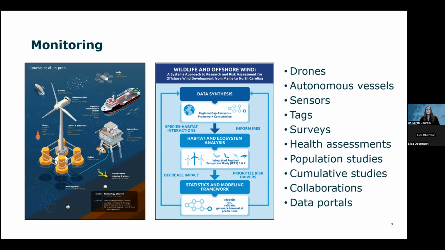So what we've done here is set up a lot of collaborations. There are a lot of organizations that are working on this. The example here, the Wildlife and Offshore Wind project, I believe is led by Duke University, but there's a huge number of collaborators in the academic world who are collecting and synthesizing data together in order to understand what the baselines and potential long-term impacts of offshore wind are.